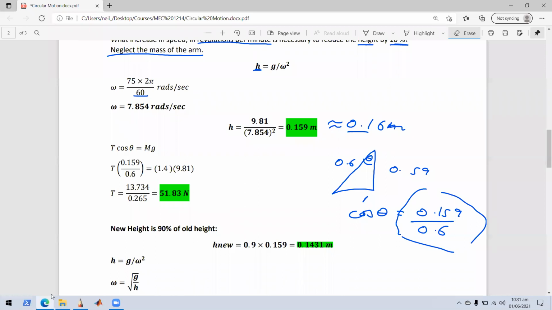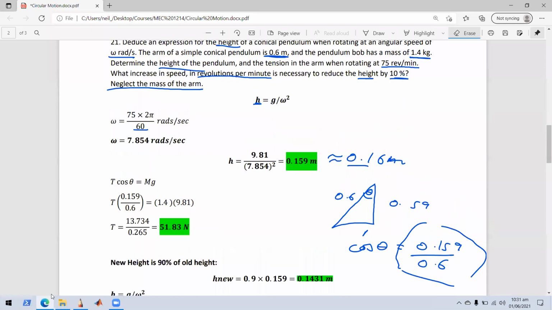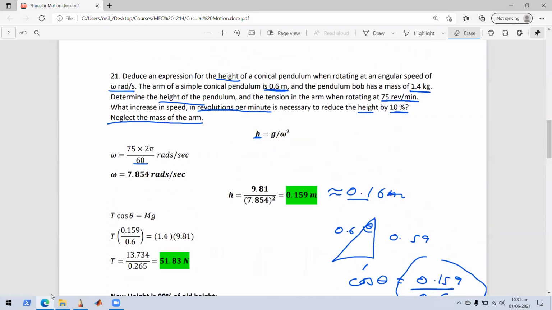So now we have those two answers, which is the first part of our question: determine the height of the pendulum and tension in the arm when rotating at 75 revs per minute. Now, the second part: what increase in speed in revs per minute is necessary to reduce the height by 10%?